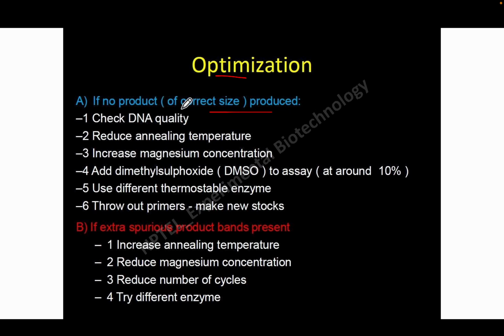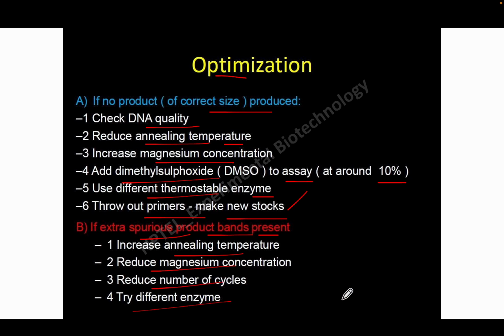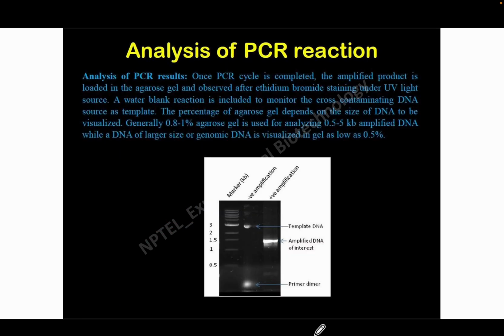If you don't see any band, or if you see a different size, then you have to first check DNA quality. You have to reduce annealing temperature, increase magnesium concentration, add DMSO around 10%, use a different thermostable enzyme, and make new primer stock. So you have to design the primer again and repeat the experiment. If extra spurious product bands are there, increase annealing temperature, reduce magnesium concentration, reduce the number of cycles, or try different enzymes. So these are the different troubleshooting steps that will help you during PCR.